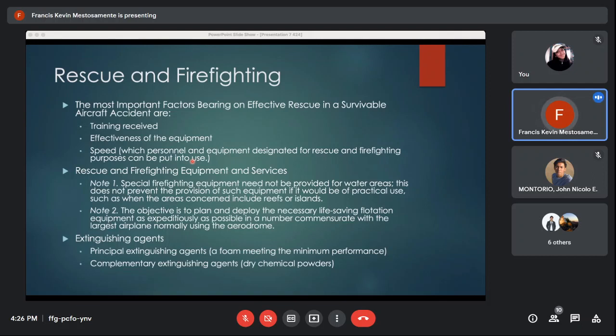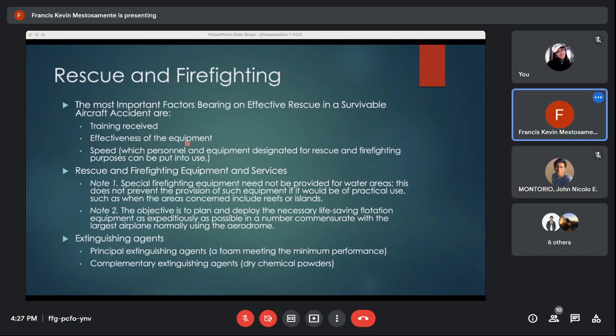Rescue and firefighting service is provided also to create and maintain or initiate the rescue of the occupants to make their escape on any accident. So nandito rin sila, of course, to assist in any aircraft emergency. So kahit simple emergency lang, simple evacuation on the aircraft, the rescue and firefighting services are there to assist.